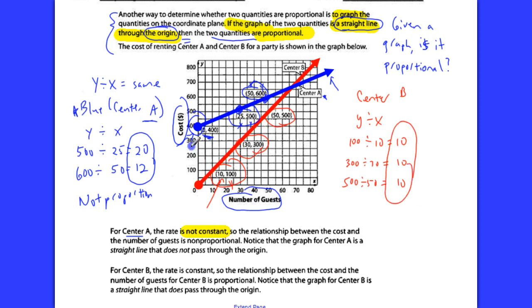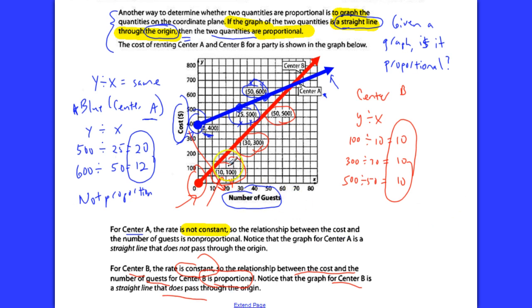It's about the relationship between the two variables. Notice that B, the red line, goes through the origin. So here's the lesson on this page, and they're telling you that down here. For center B, the rate is constant, meaning the relationship is the same between the two variables. The relationship between the cost and the number of guests is proportional. And then they say, notice that it's a straight line that does pass through the origin.